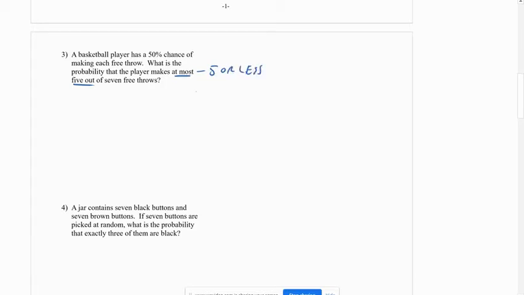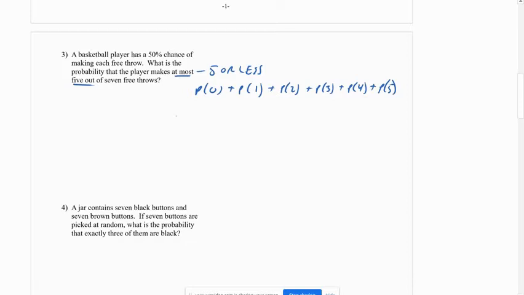So then we'd have the probability that he makes 0 plus the probability that he makes 1 plus the probability that he makes 2 plus the probability that he makes 3 plus the probability that he makes 4 plus the probability that he makes 5. Now that is a lot of different problems that we'd have to add up.